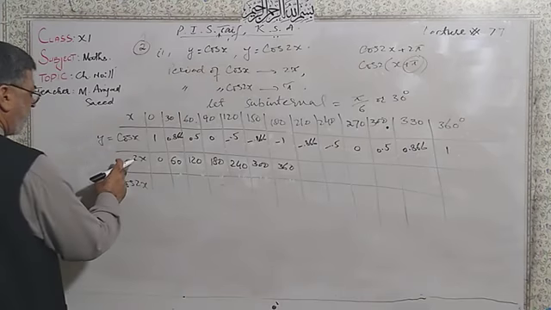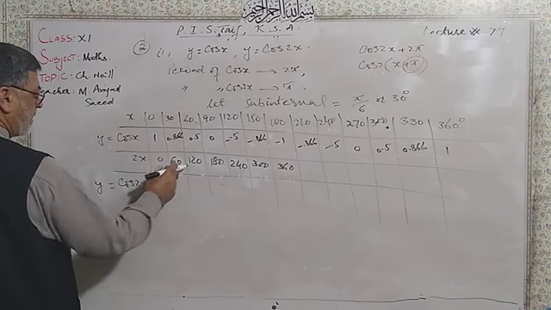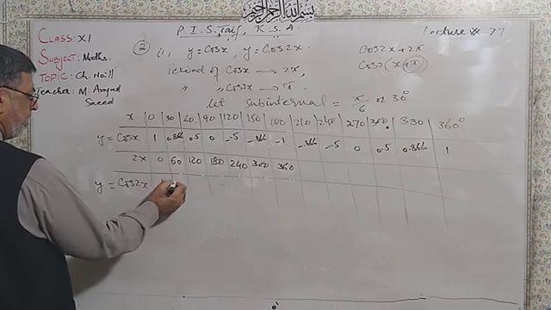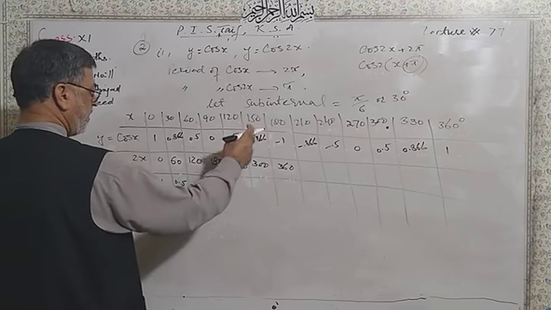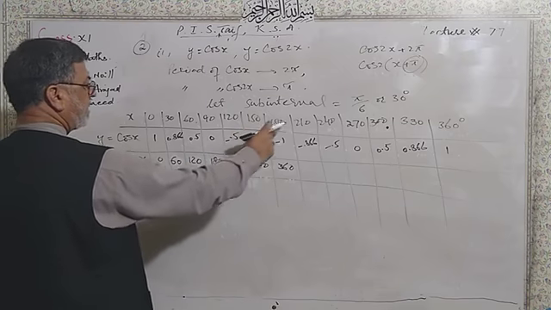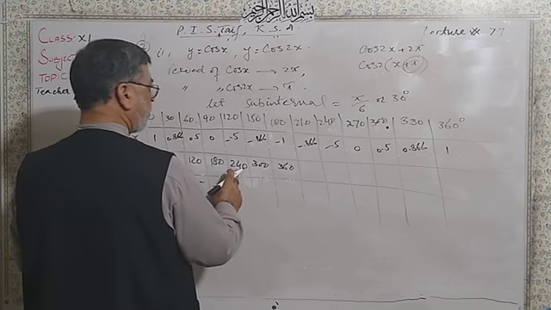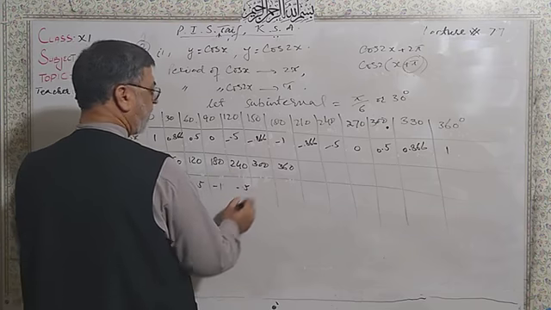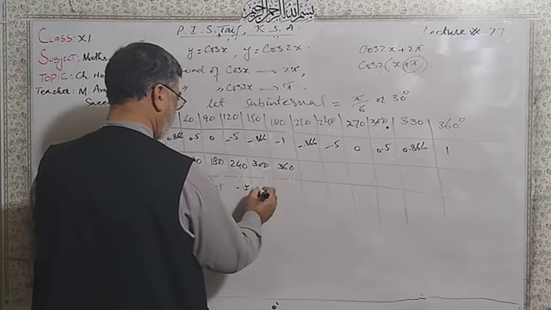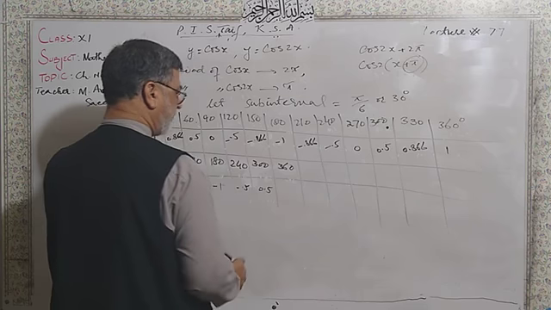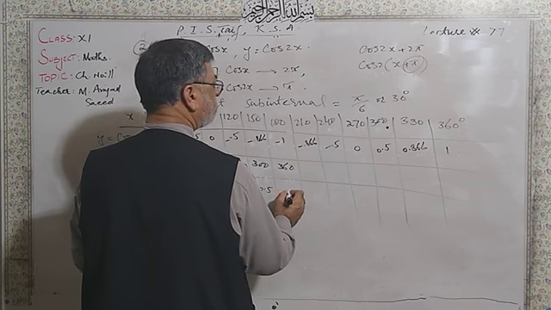On the other hand, for this 2x, cos 0 is 1, cos 60 is 0.5, cos 120 is minus 0.5, cos 180 is minus 1, then cos 240 is minus 0.5, cos 300 is 0.5, and then cos 360 is 1.